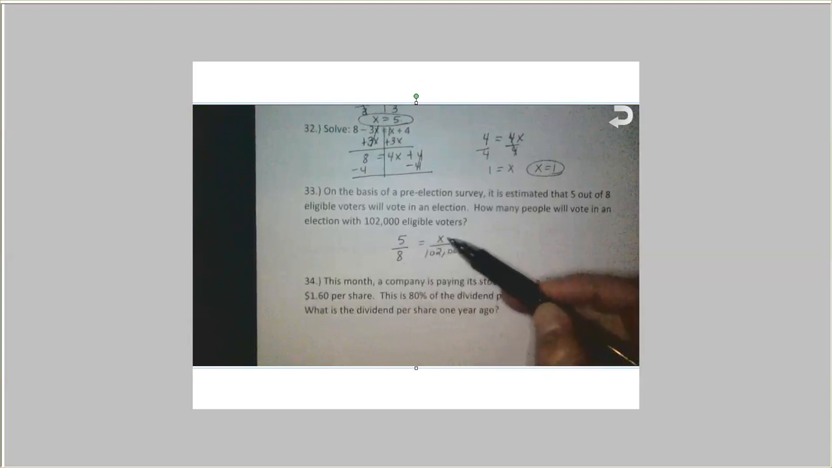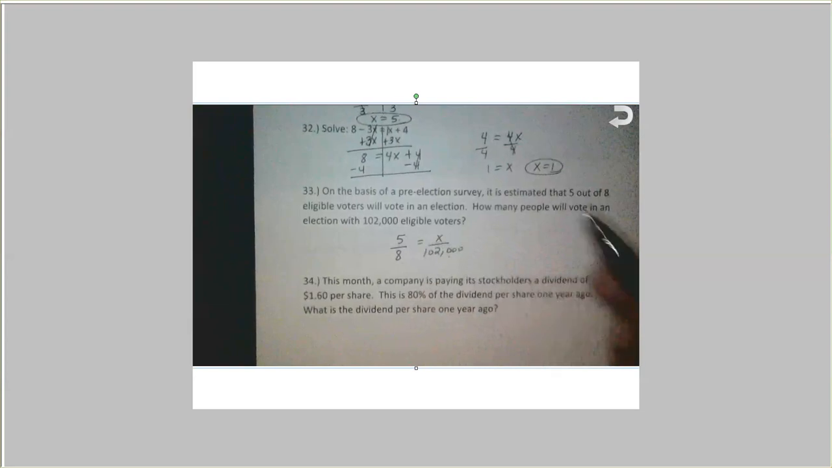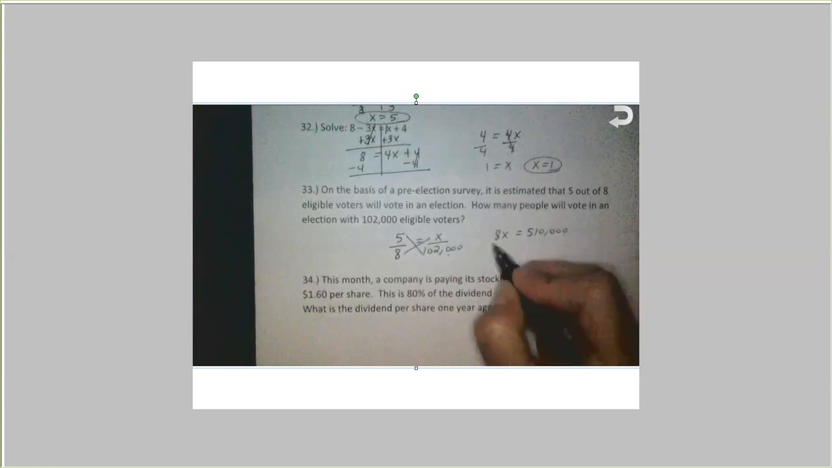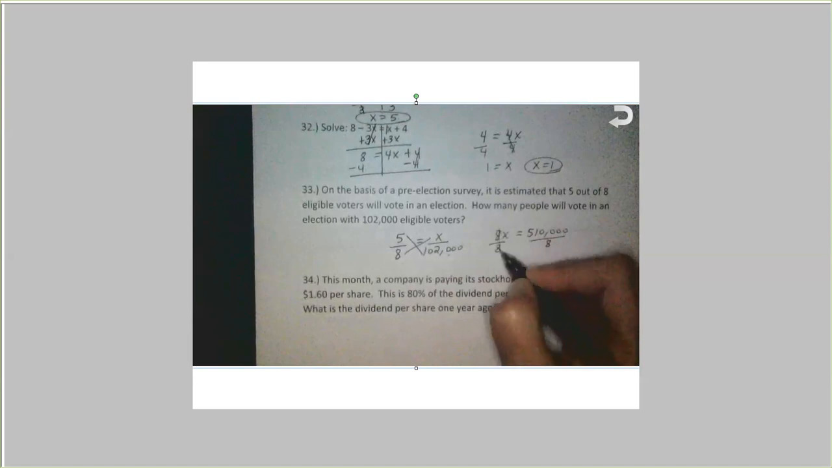I can set up that proportion, keeping my sides proportional. How many vote out of a total? How many are going to vote out of a total of eligible voters? We can solve a proportion by cross multiplying. 8 times x will equal 5 times 102,000. That will be 510,000. And then I can solve this equation by dividing by 8. So that would be 63,750 people. That's how many we could expect if it worked at the same rate. It's a prediction. It's not a way that we can know for sure.